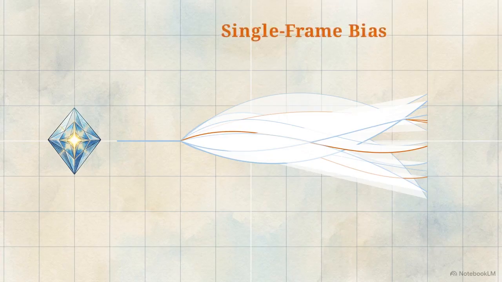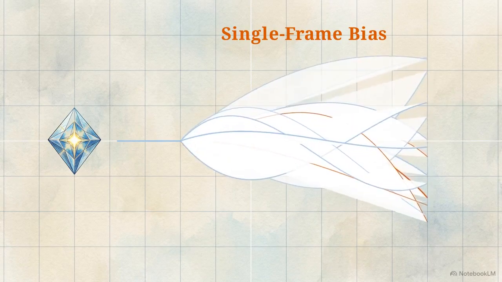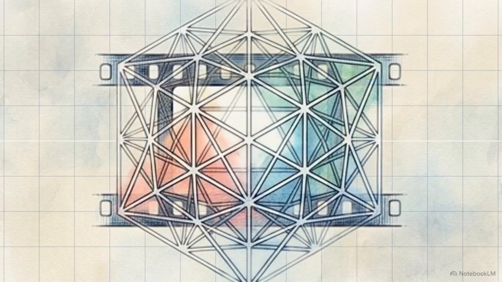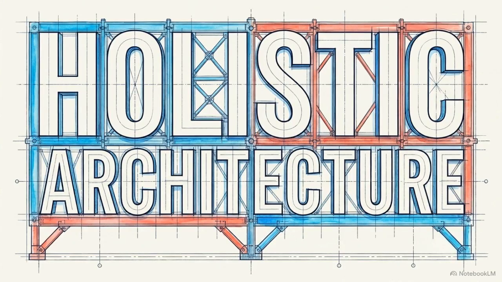GeoWorld inverts this. Instead of extrapolating from one image, it generates a video sequence first, extracting rigid geometry for the entire sequence all at once. Solving geometric drift requires abandoning the single-frame bottleneck. True spatial consistency only emerges from a multi-frame, sequence-first extraction methodology.